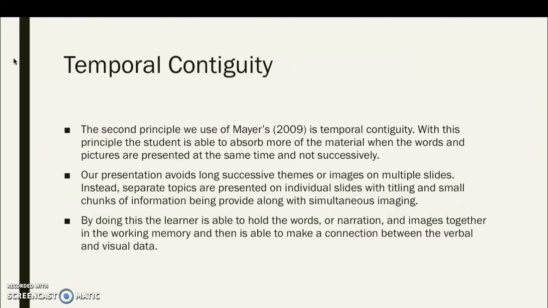The second principle we use of Mayer's is temporal contiguity. With this principle, the student is able to absorb more of the material when the words and pictures are presented at the same time and not successively. Our presentation avoids long successive themes or images on multiple slides. Instead, separate topics are presented on individual slides, with titling and small chunks of information being provided, along with simultaneous imaging. By doing this, the learner is able to hold the words or narration and images together in the working memory, and then is able to make a connection between the verbal and the visual data.